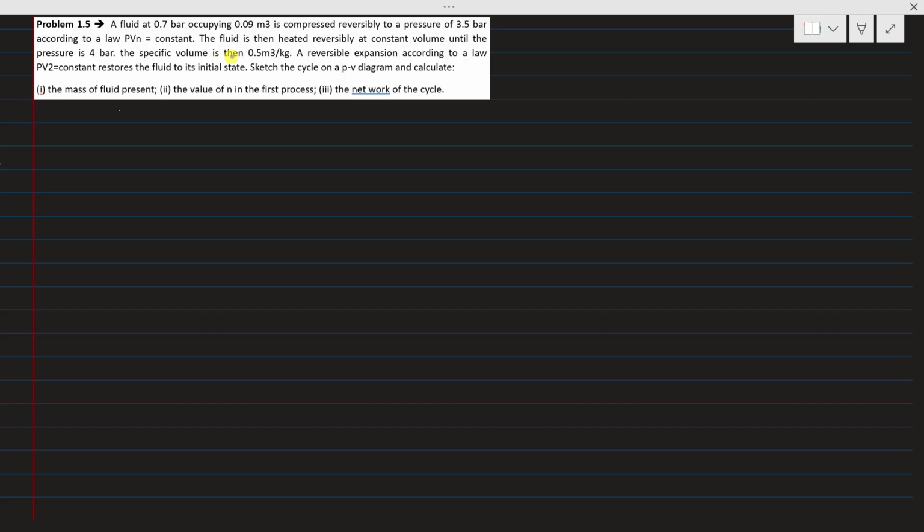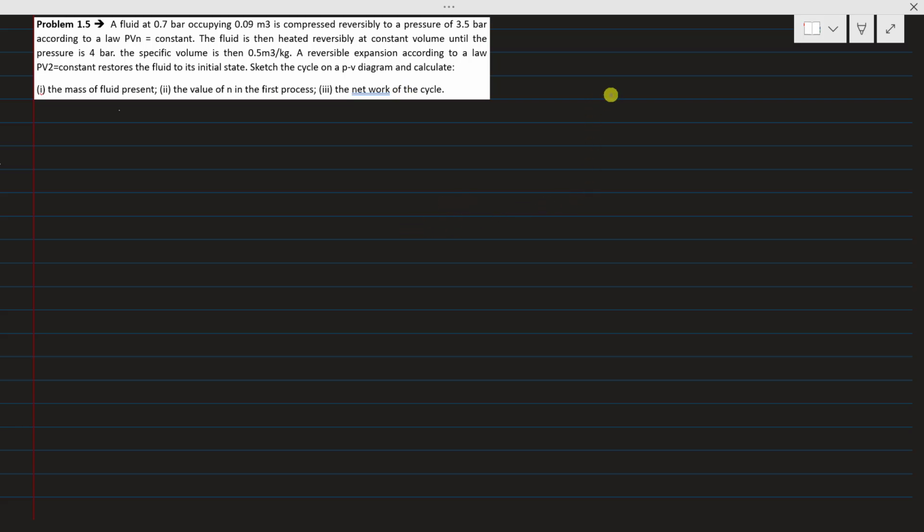The specific volume is then 0.5 meter cube per kg. A reversible expansion according to a law PV^2 equals constant restores the fluid to its initial state. Sketch the cycle on a PV diagram and calculate the mass of the fluid present, the value of n in the first process, and the net work of the cycle.